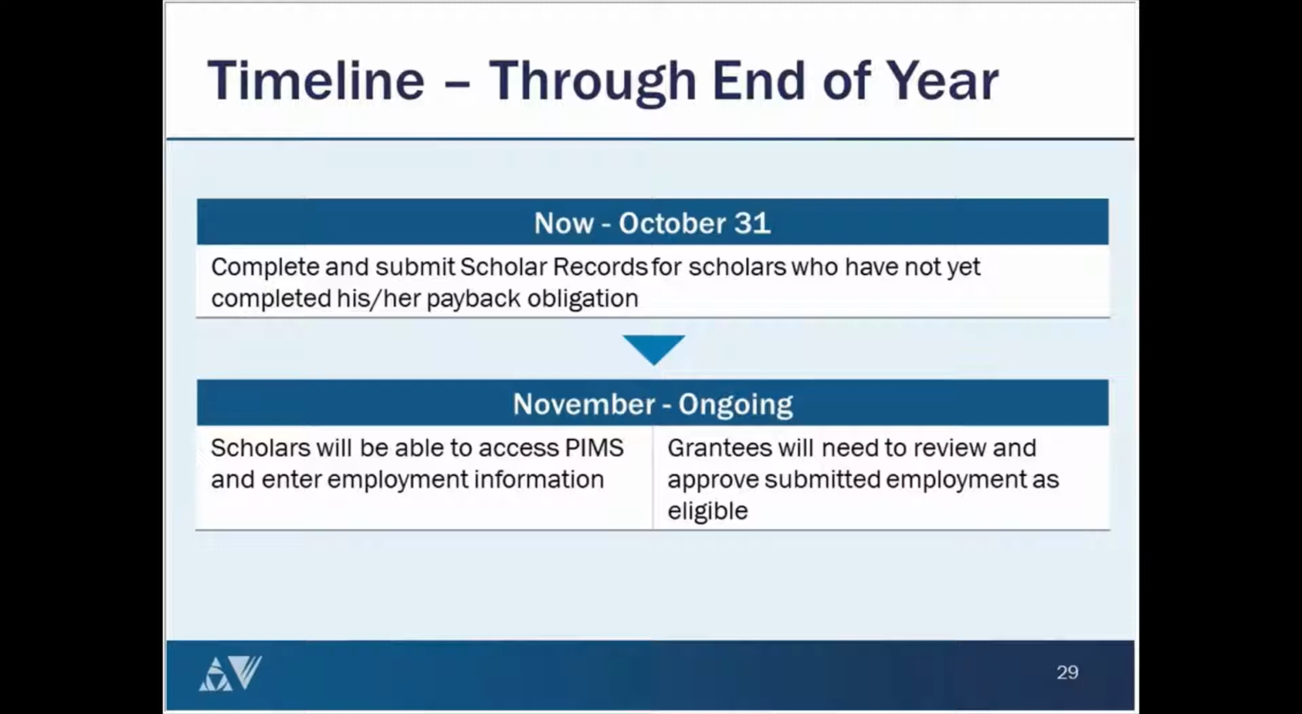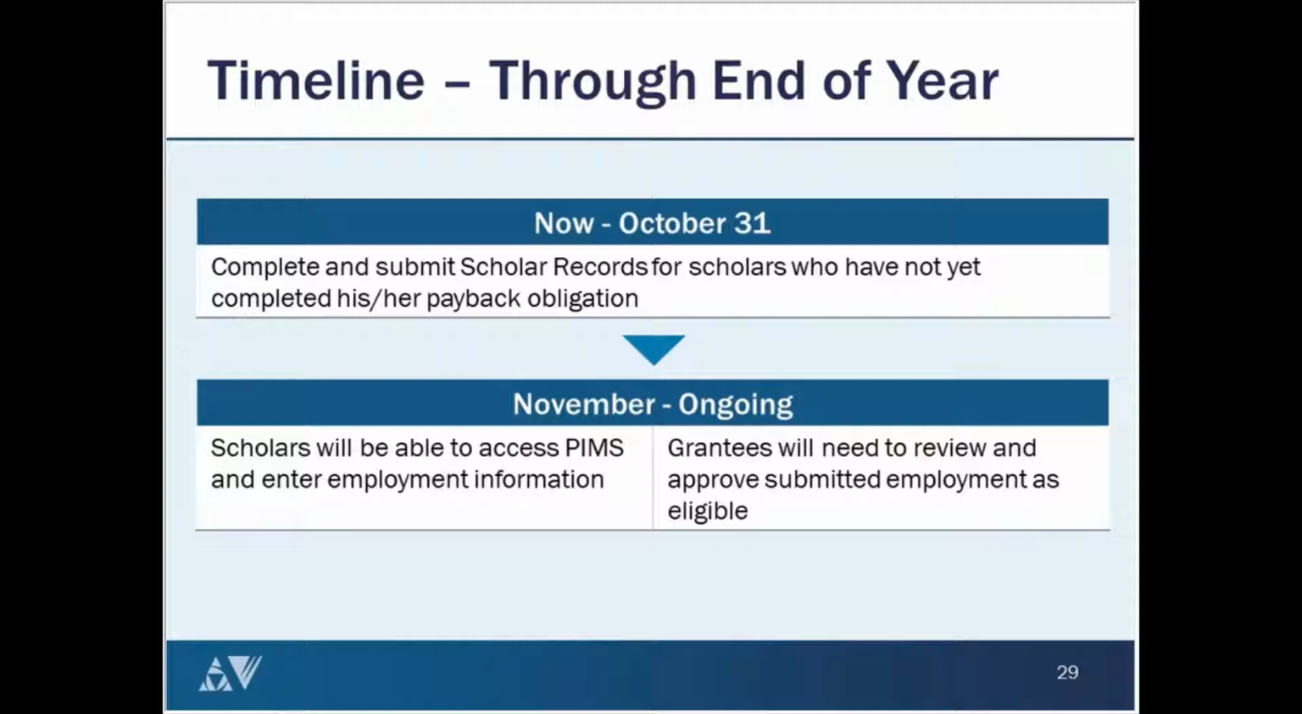And then between now and October 31st, the most important date, is really looking at each of the scholar records contained within PIMS for your grant, completing those scholar records, ensuring that all the documentation is uploaded, and that the demographic, contact, and training information for each scholar record is accurate, and submit those records. Again, that applies to all scholars who have not yet completed his or her payback obligation. So it includes those who are actively enrolled as well as those who are fulfilling their obligation.